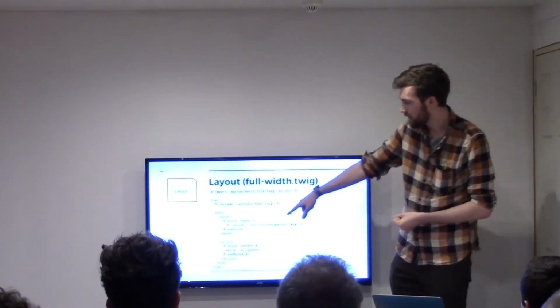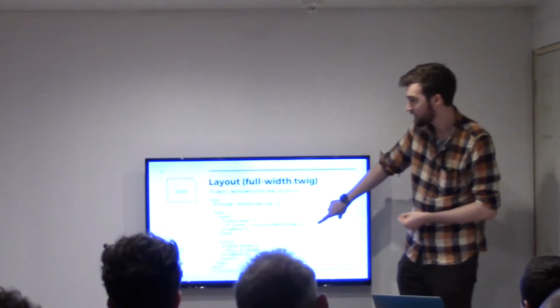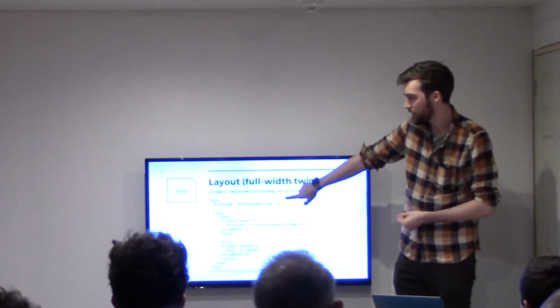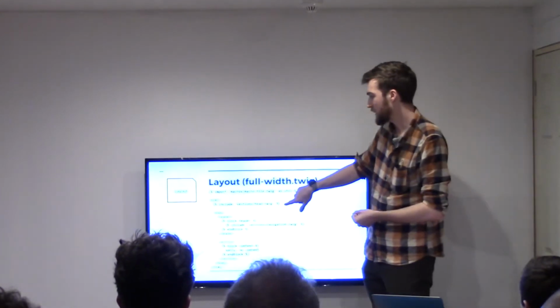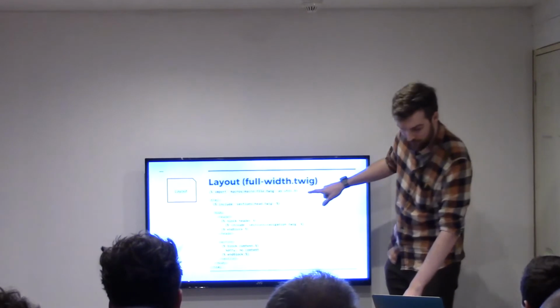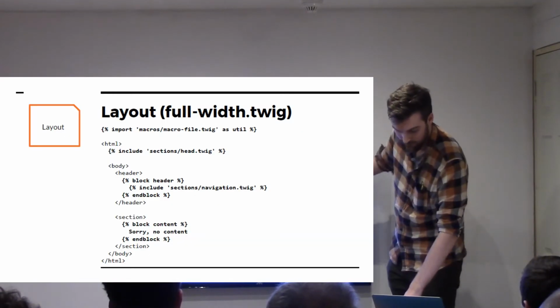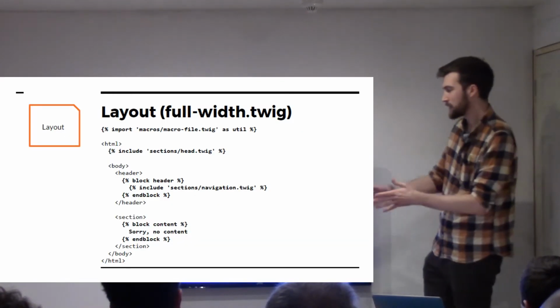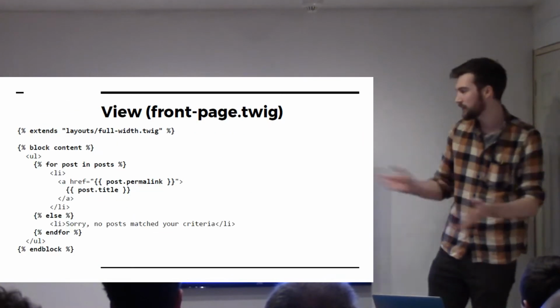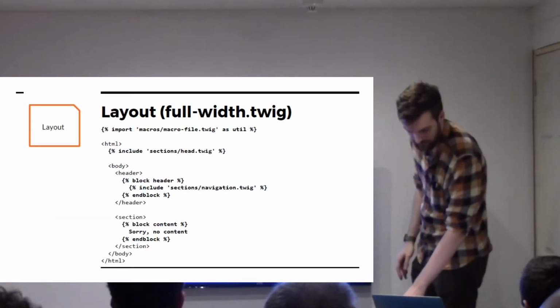And elsewhere, we've got a block for header, but we're also including a navigation into that. We've also got our head, so that's where our JavaScript can be pulled in and things like that. It's all stuff that we can reuse. And then front-page.twig can use this, and then your blog post can use this, because it's all the same stuff.